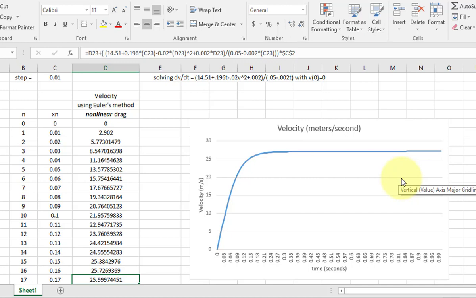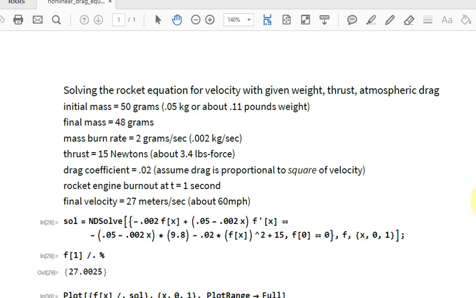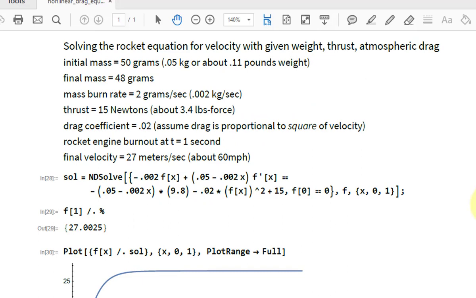I thought it fit pretty close to what it looks like, and so then I also typed this equation into Mathematica to look at a solution there. And this is the result of a calculation in Mathematica. It's solving the rocket equation for velocity with given weight, thrust, and atmospheric drag. I used an initial mass of 50 grams, 0.05 kilograms, or about 0.11 pounds of weight, and final mass at 48 grams, the mass burn rate about 2 grams a second, or 0.002 kilograms per second.